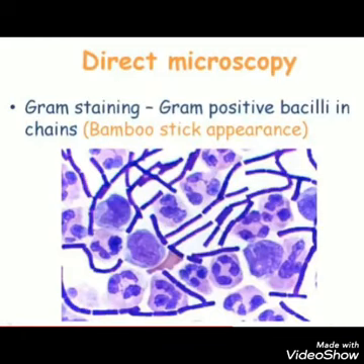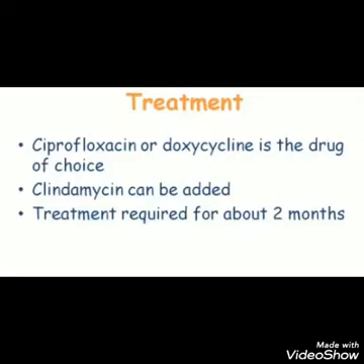Here I have shared a picture of direct microscopy where, on gram staining, gram-positive bacilli in chains appear like a bamboo stick. So bamboo stick appearance is seen in gram-positive bacilli after staining. In treatment, ciprofloxacin or doxycycline is the drug of choice. Clindamycin can be added. Treatment is required for about 2 months, so it is a long process.